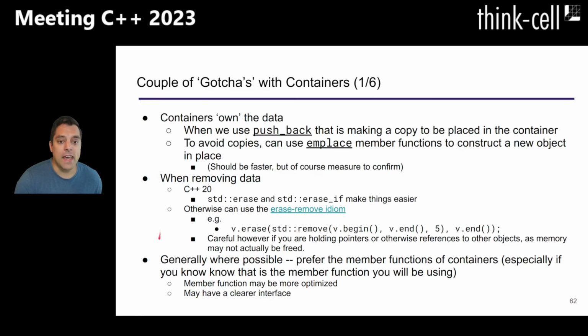For removing data, we do have to think about how this works a little bit. Now in C++20, we have erase and erase_if, which makes things easier. But these data structures and containers want to work quickly. So when we remove something, sometimes there's little tricks to just move where the actual end iterator is. And then we can call erase, which will do the cleanup for us. So keep that in mind.